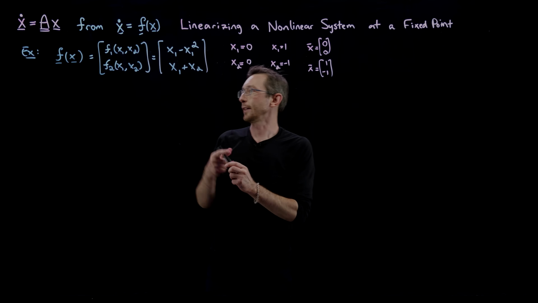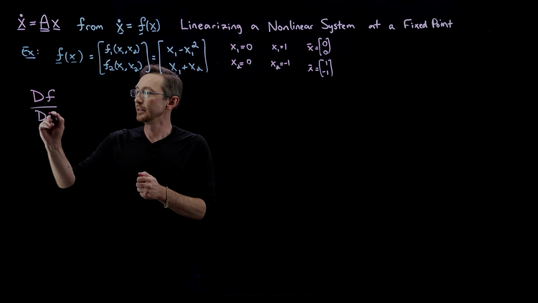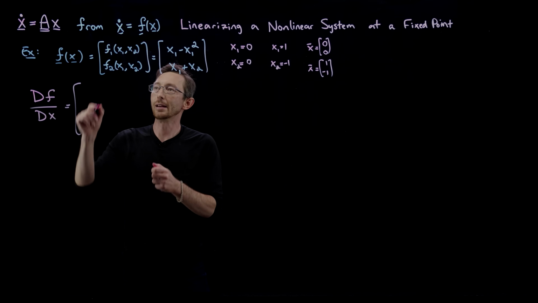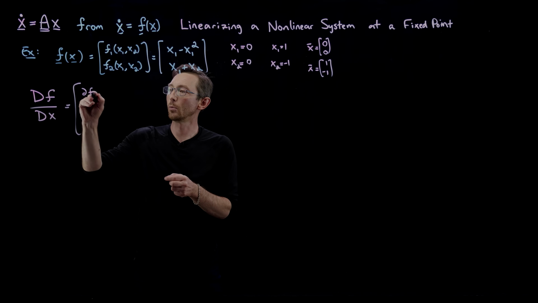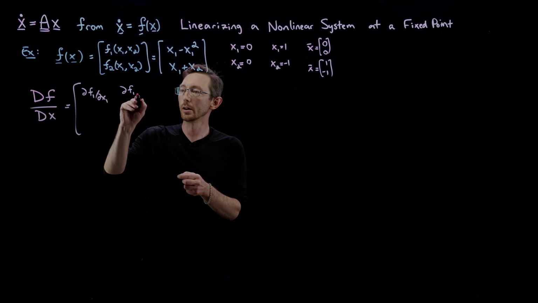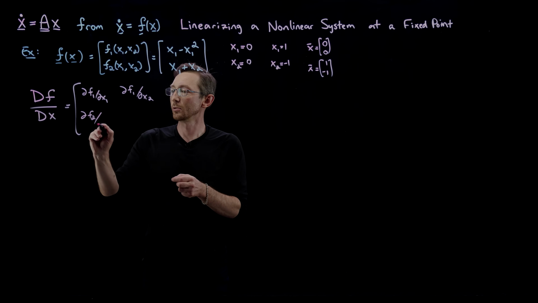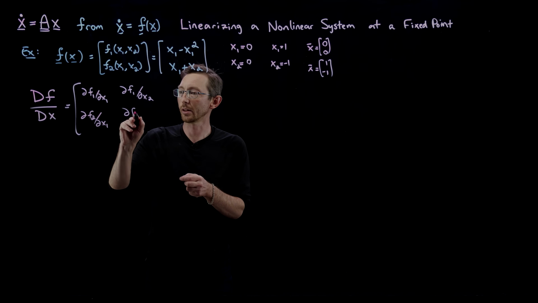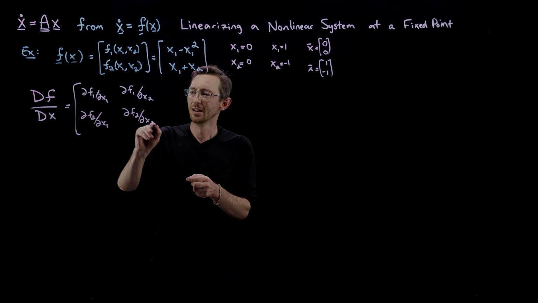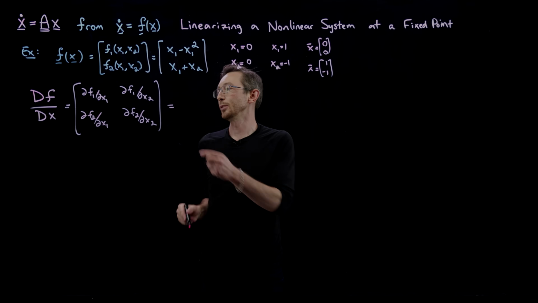And so I literally just have to write down this Jacobian matrix df/dx, and that's my matrix of partials: partial f1/partial x1, partial f1/partial x2, partial f2/partial x1, partial f2/partial x2. I'm getting a little sloppy, you can see, but it's really easy to compute these partials.